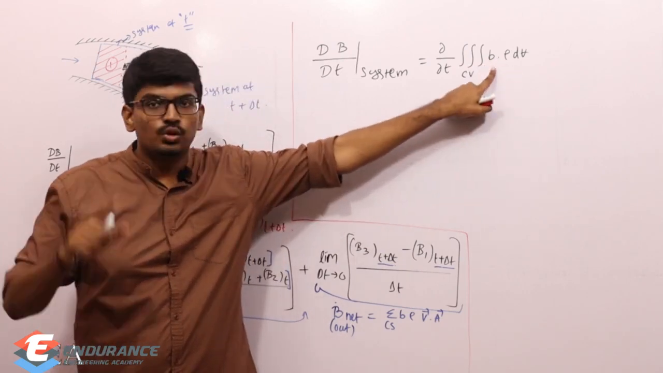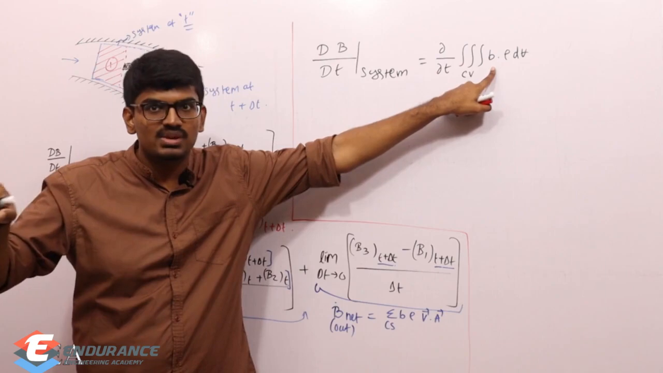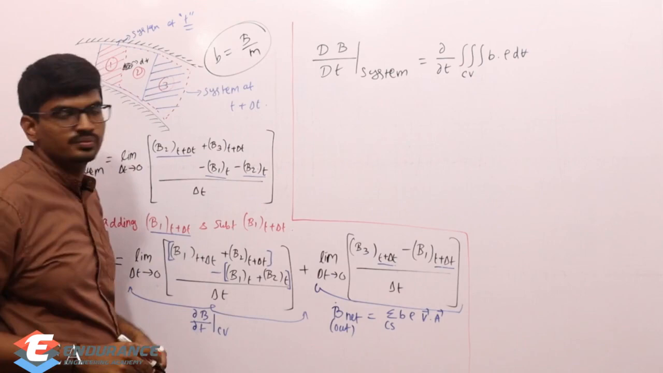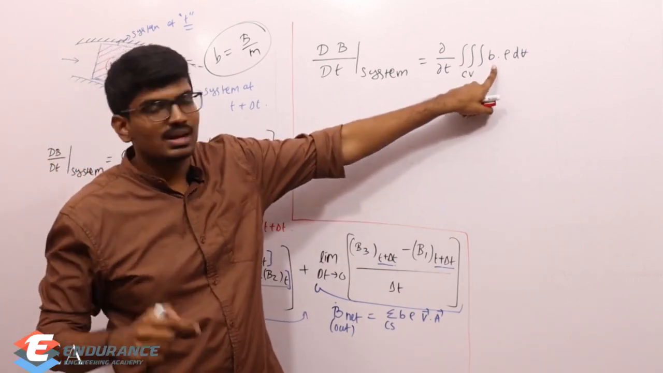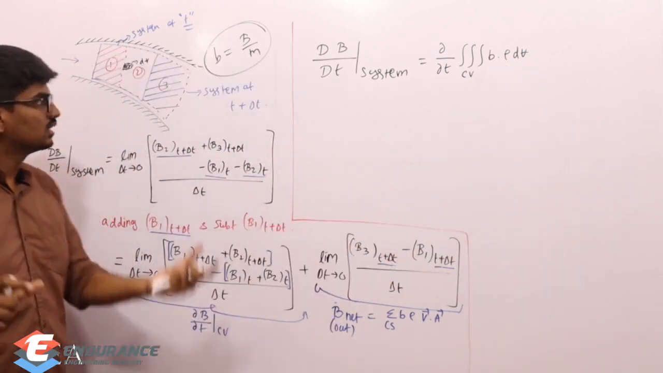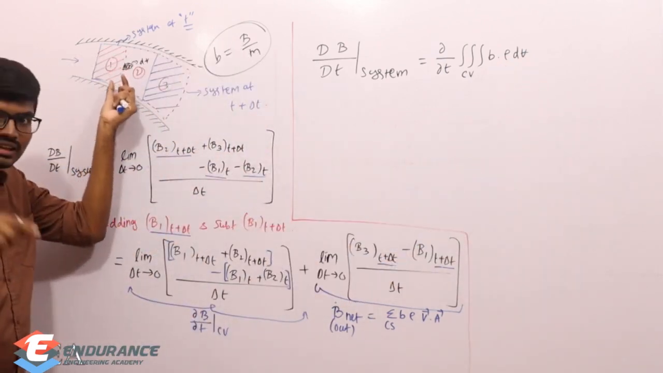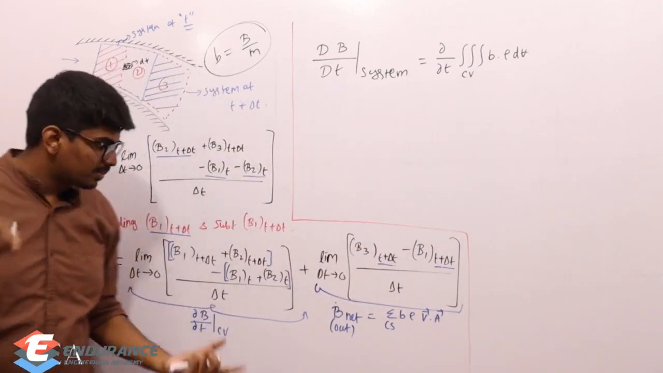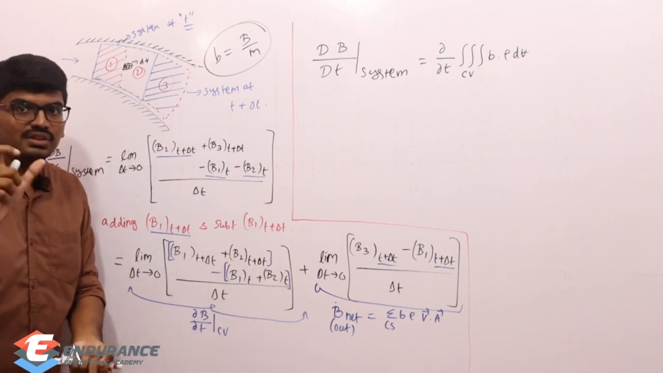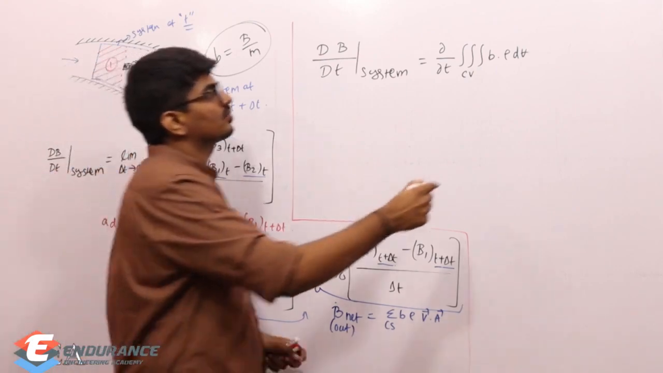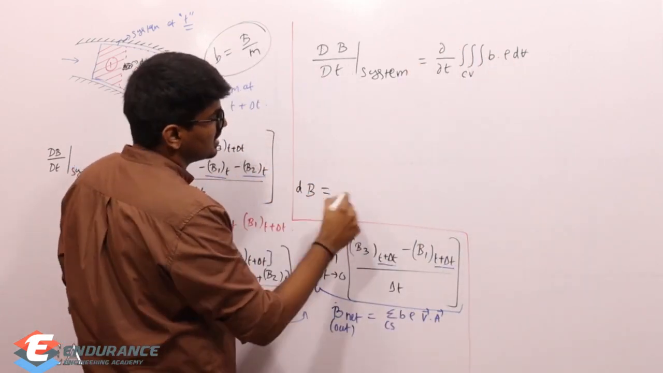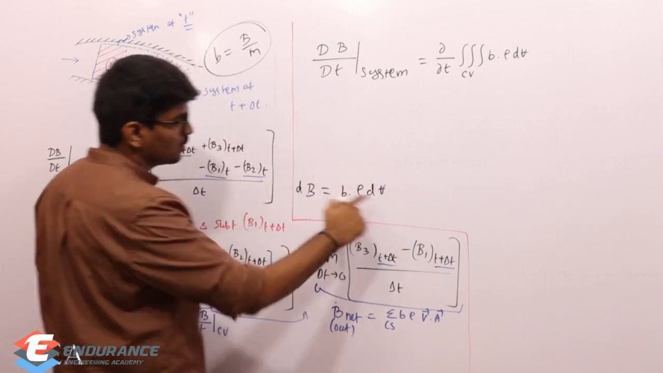the intensive property, this small b is specific, right? Specific means capital B by M. I have already given you that: small b is capital B by M. So if I multiply that small b with the mass of this small volume, I will get the property B of this small volume only. Now if I triple integrate it, that is, if I find the volume integration, I will get the total property. So simply dB is equal to b into rho dV. I hope that you could understand this.